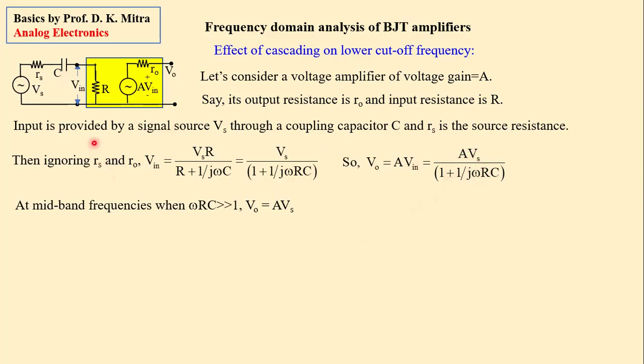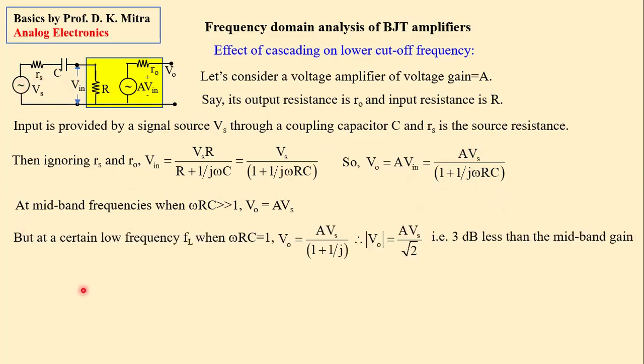Now, at the mid-frequency band that you just saw, when the gain is flat, when omega RC is much, much higher than 1, then this part is ignored. So output voltage is equal to A times Vs. That means gain multiplied by source voltage, right?